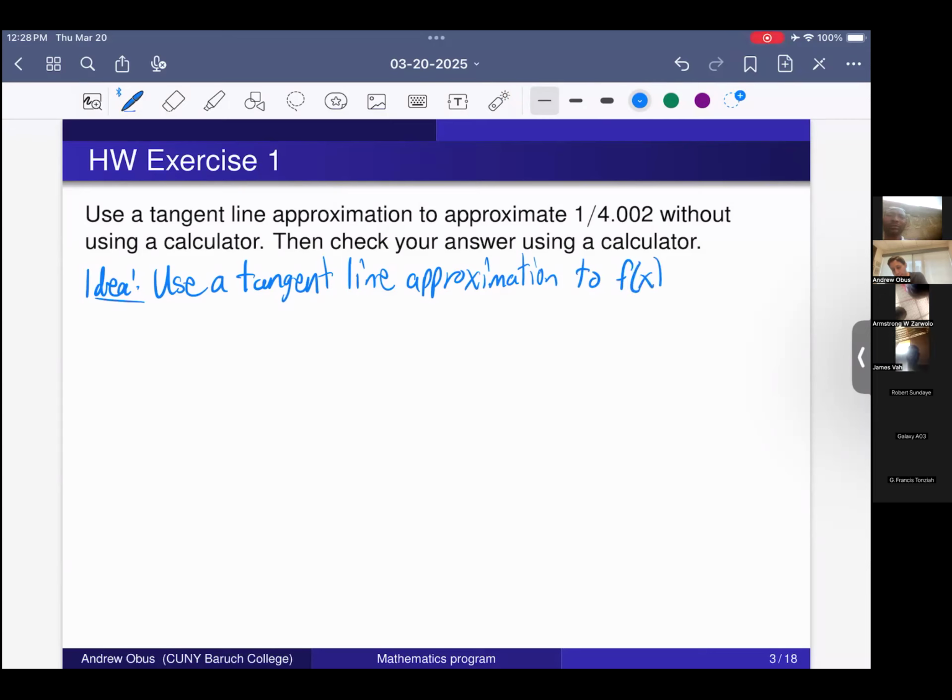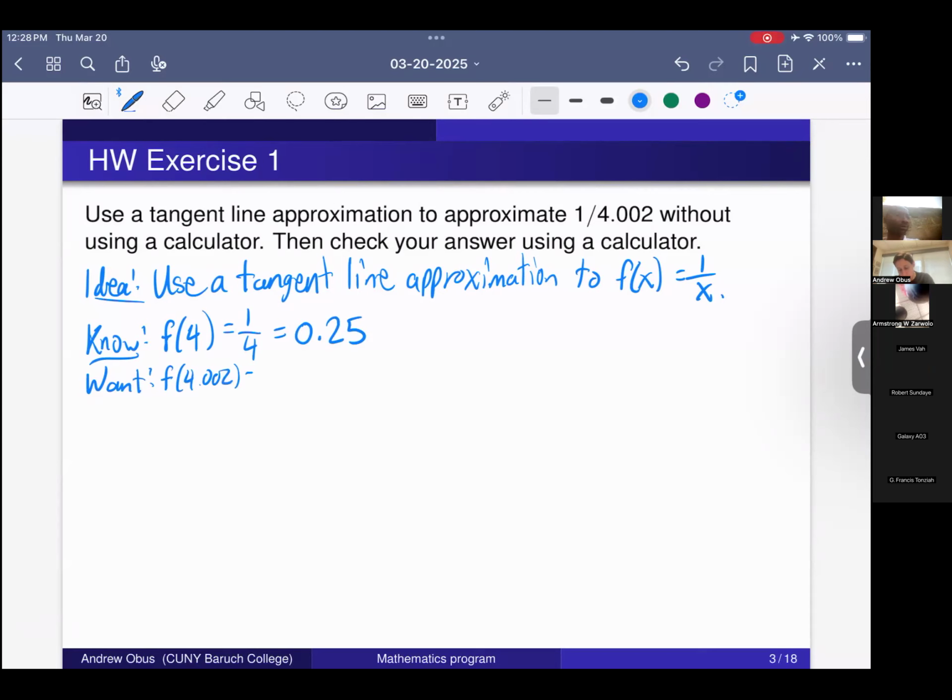to f of x, which in this case is going to be the function 1 over x. We're trying to evaluate 1 over 4.002, and we know that f of 4 is equal to 1 over 4, and we know what that is. That's 0.25. What we want is f of 4.002, which is equal to 1 over 4.002. And if we wanted a decimal for this, well, we know it's pretty close to 0.25. But what is it really? That's something that we don't know.